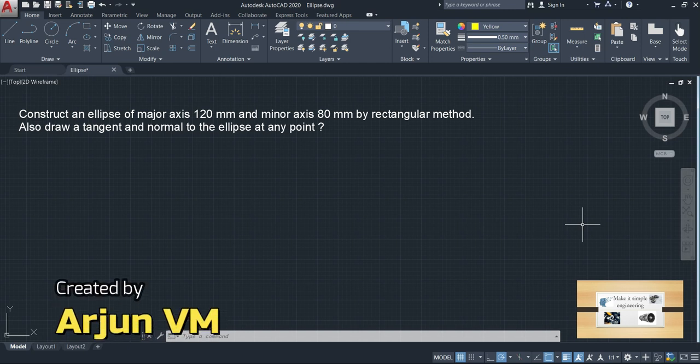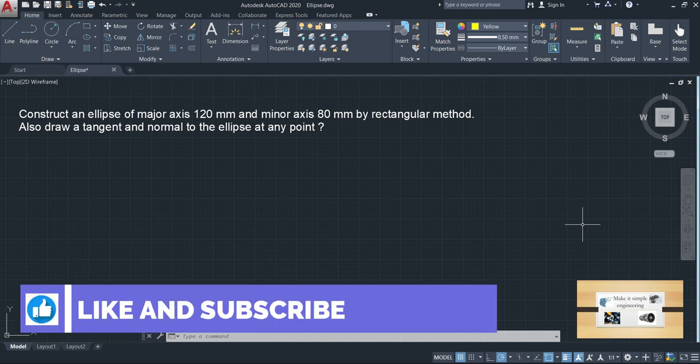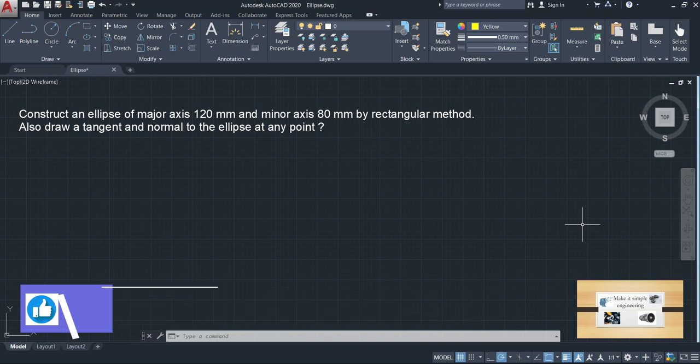Here we are going to see the construction of ellipse by means of rectangular method. As you know, there are different kinds of methods for constructing ellipse or conic sections. In ellipse we have concentric circle method, rectangular method, parallelogram method and eccentricity method. So here we are going to see the rectangular method.